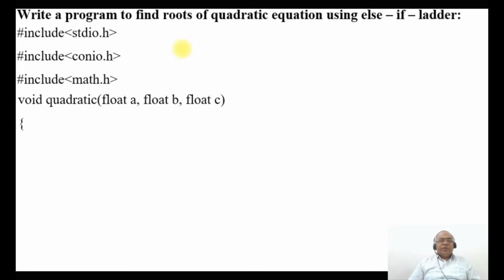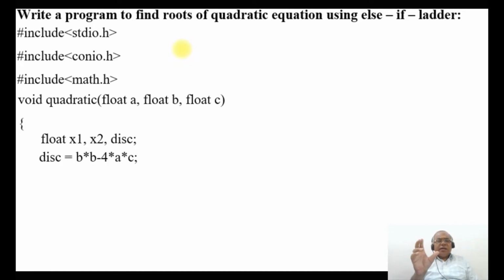Now we will write a user defined function, quadratic. Since the roots we are going to get will have decimal points, we will declare the values of a, b, c as float variables. Quadratic, float a, float b and float c. First we are going to consider the roots, which are x1 and x2. Since we have float variables, naturally the result will also be float. So float x1, x2 and then disc.